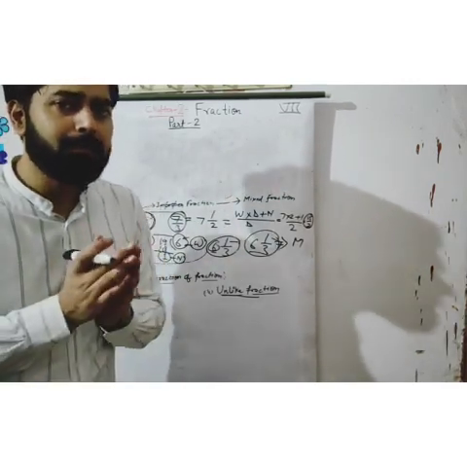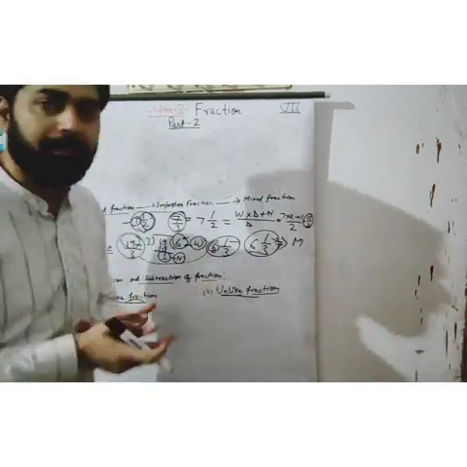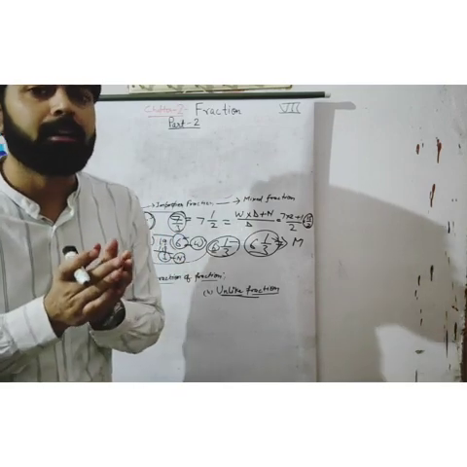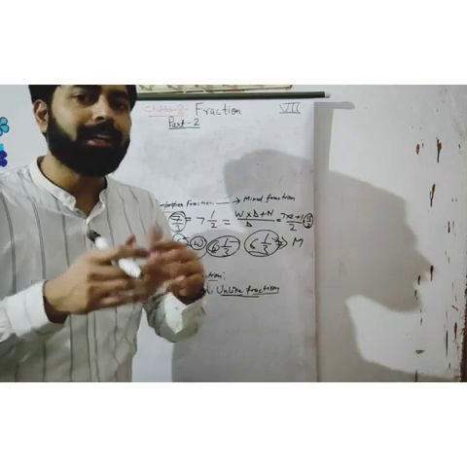So addition and subtraction of fractions depend on two cases. First is like fractions and unlike fractions. That means if we have two or more fractions in like form, how can we add or subtract?